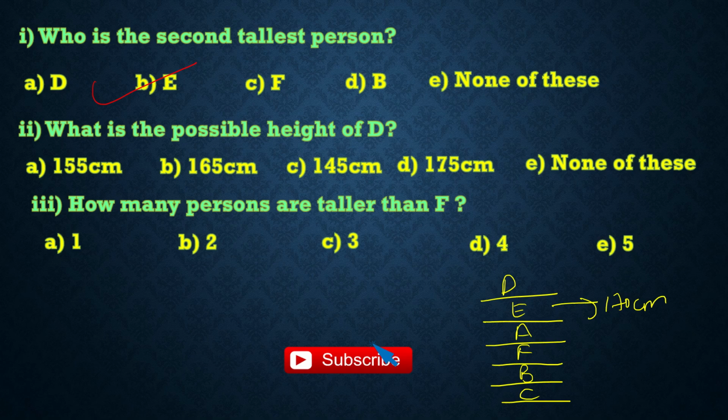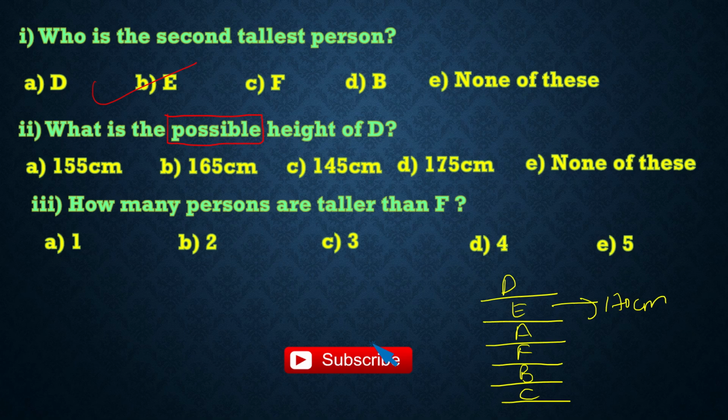What is the possible height of D? This is a very important word: possible. Possibility of height is asked. Or they can say what may be the height of D. Exact height they have not asked; exact height we can't tell. If exact height was asked, then none of these would be the answer, because we don't know correctly. Possibly we can tell what the height is.